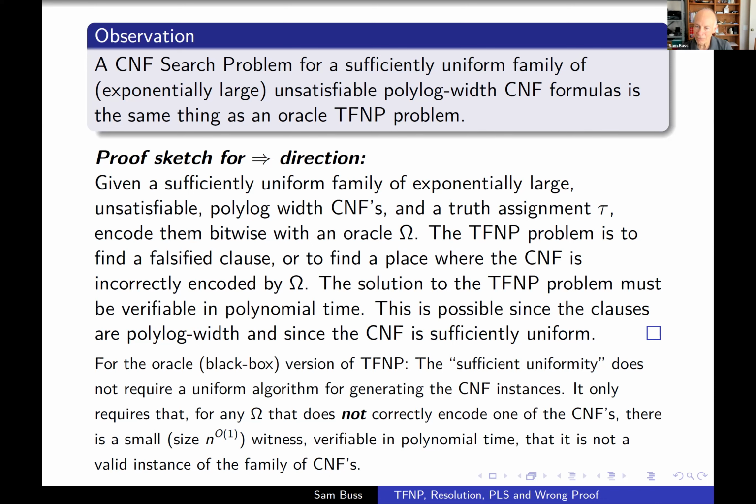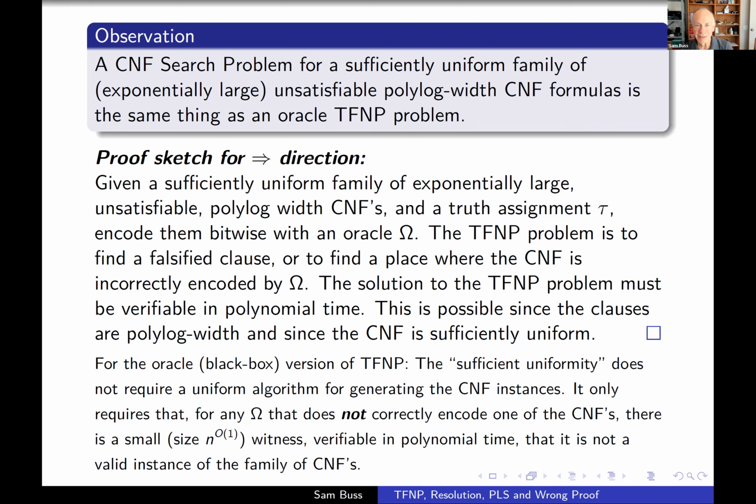In the white box version of this problem, the uniformity of the TFNP problem would mean there should be a circuit or a function that computes the bits in the exponentially large instance of the TFNP problem, or the exponentially large instance of the CNF search problem. In the black box version, we have more flexibility. You can just encode it into the oracle, and then all that's required is that if there's a mistake in the encoding, you can detect that with a small witness.